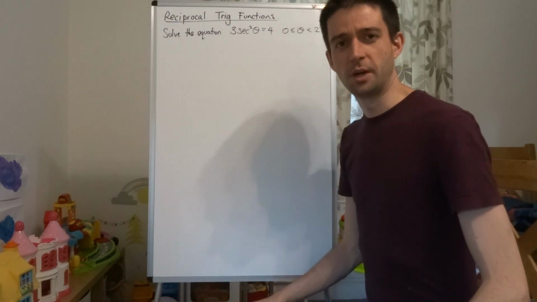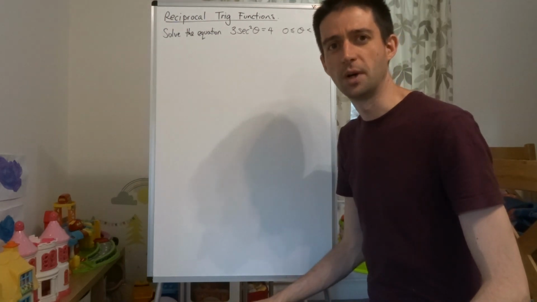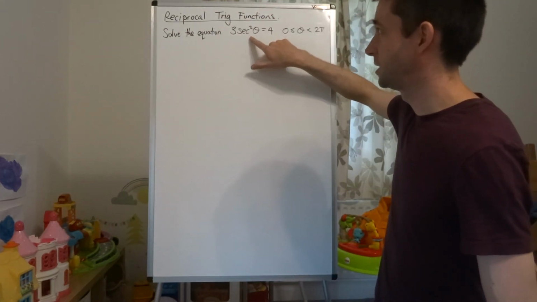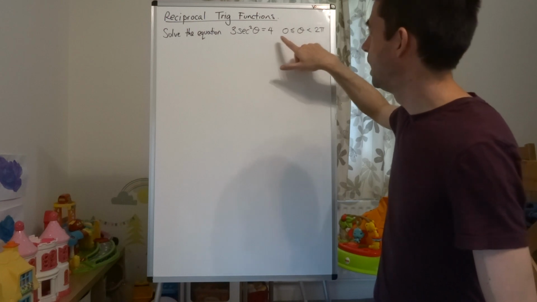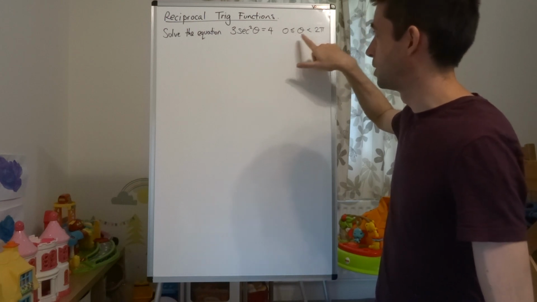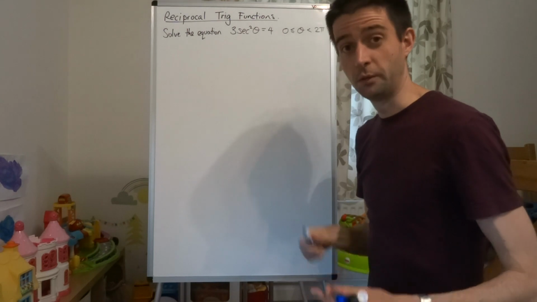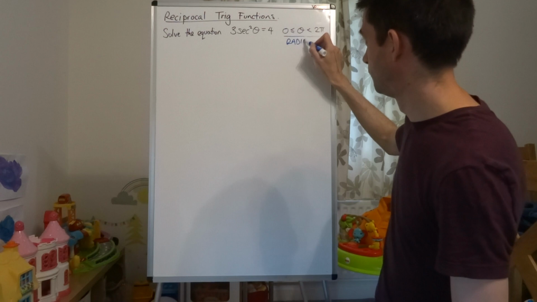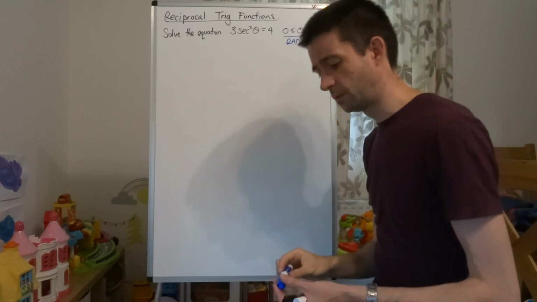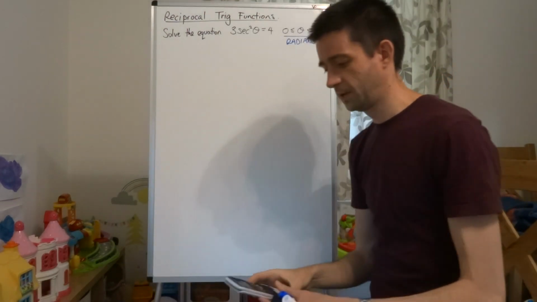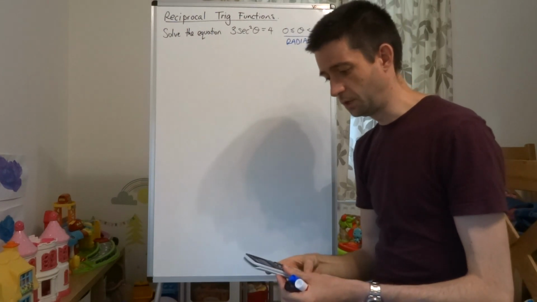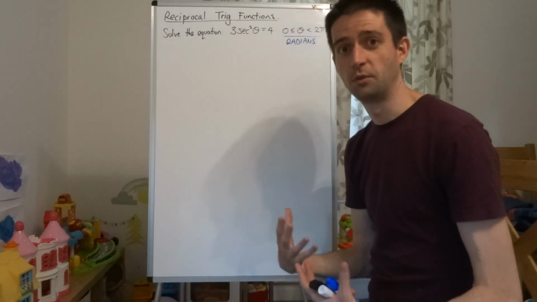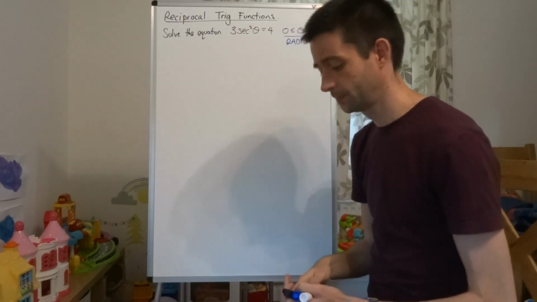I'm going through another example of solving a reciprocal trig equation. So here we have: solve the equation 3 sec squared theta equals 4 between 0 and 2 pi. The first thing I need to realise is that this one is in radians mode. So before I do anything else on my calculator, I'm going to change the angle unit to radians so that I don't end up forgetting to do it halfway through and making a mistake.